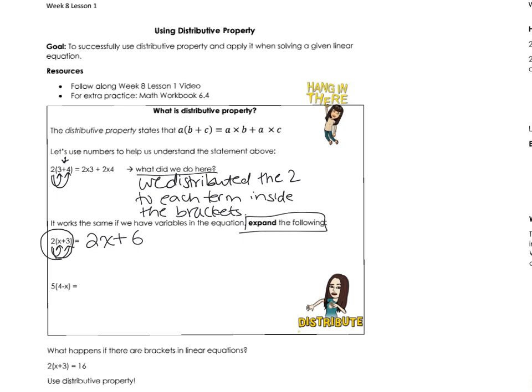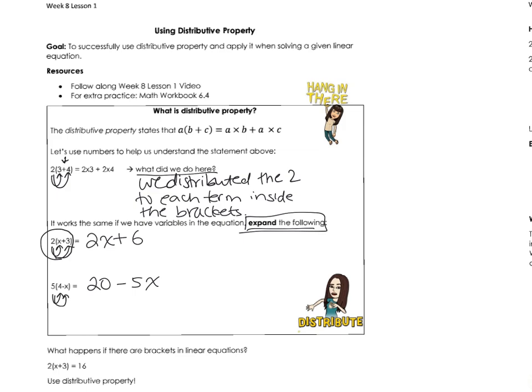Next, it works the same if you have a subtraction in the brackets. We're just going to distribute the 5 to each of the terms. So we have 5 times 4, which is 20. Keep the minus, and we have 5 times x, which gives us 5x. So we expanded this again and got 20 minus 5x.